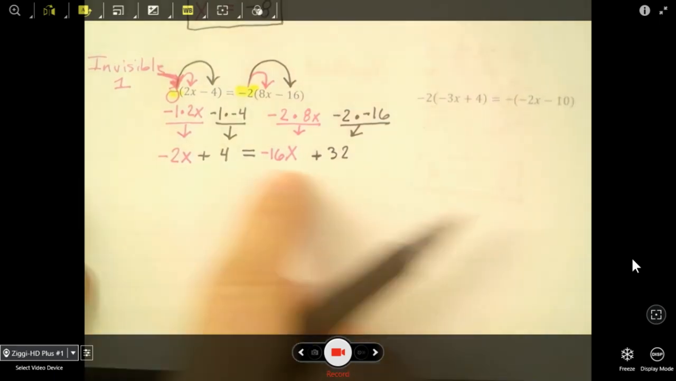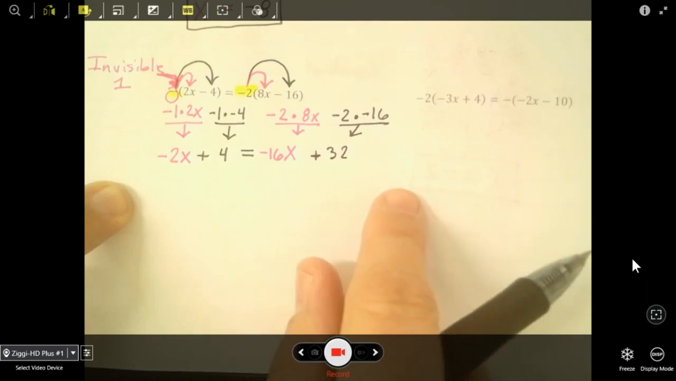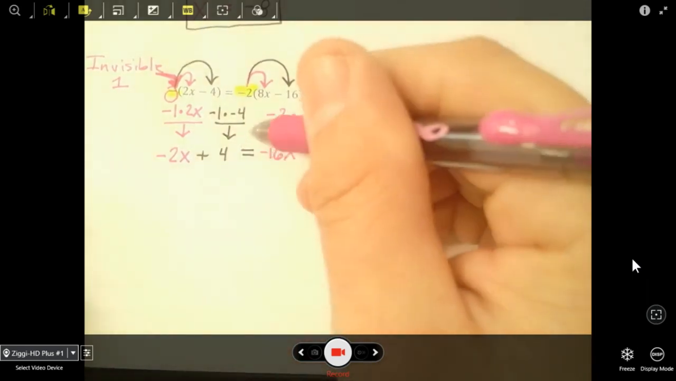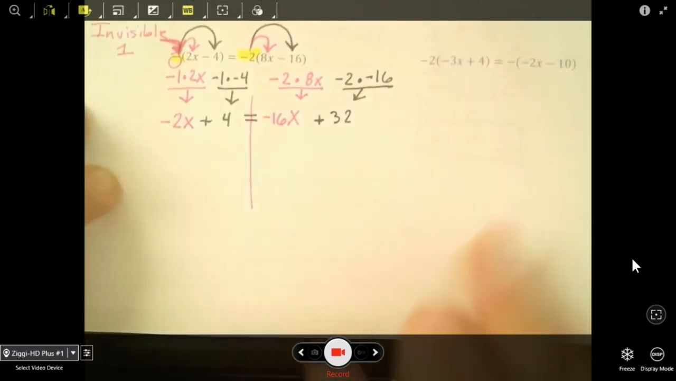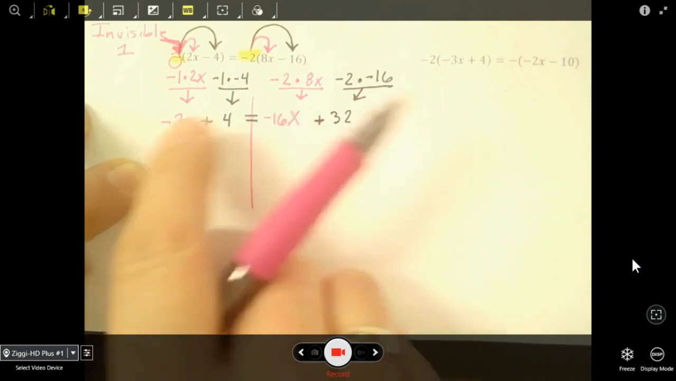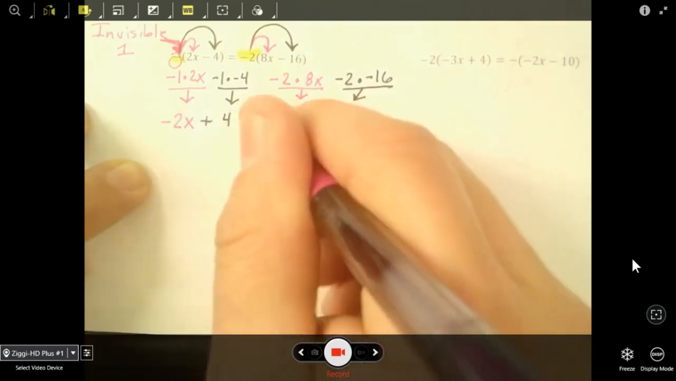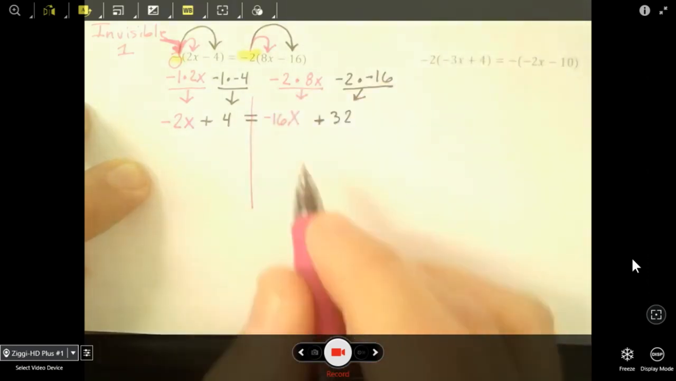And now we have a regular old equation. We just need to get all our variables on the left and all our constants on the right. So I'm going to draw my line through the equal sign. I'm going to move my variable first again. I'm going to move this -16x to the left. So to move it, since it's negative, I'm going to make it positive.